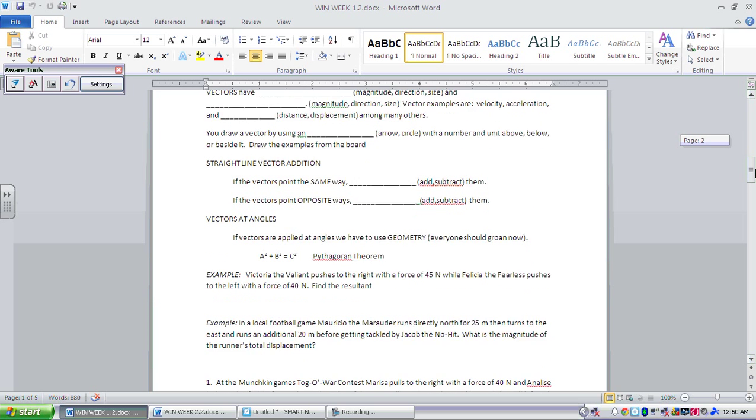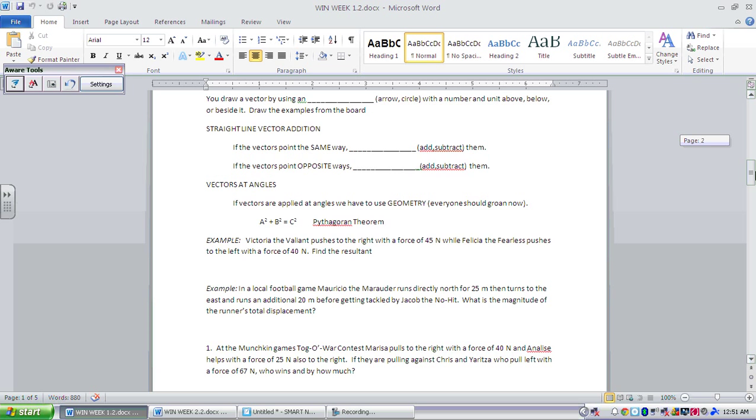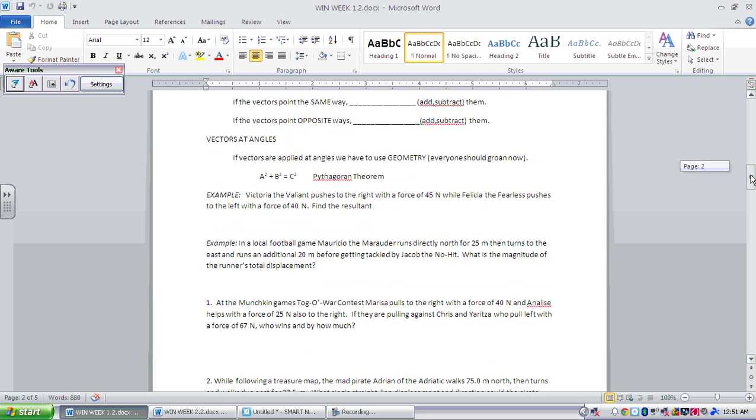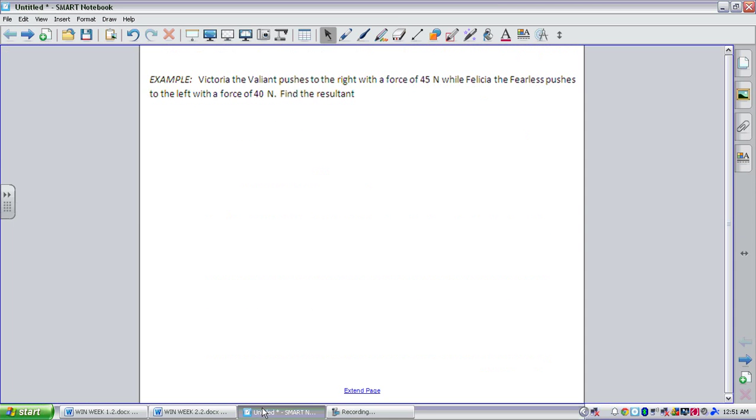When you go on to the first part of your work section, which is going to involve some notes that we've actually done in class, and then we've also got some example problems here that I'm going to do with you. And those example problems got loaded for us right here. The first one says Victoria the Valiant pushes to the right with a force of 45 newtons, while Felicia the Fearless pushes to the left with a force of 40 newtons. Find the resultant vector.